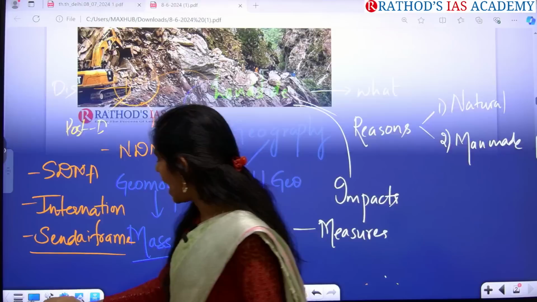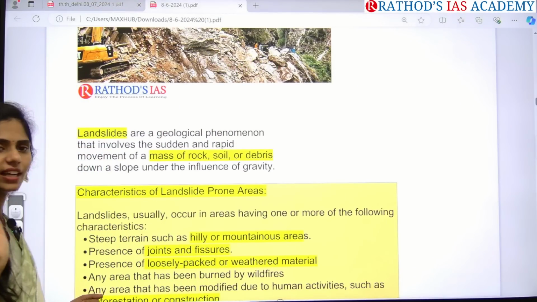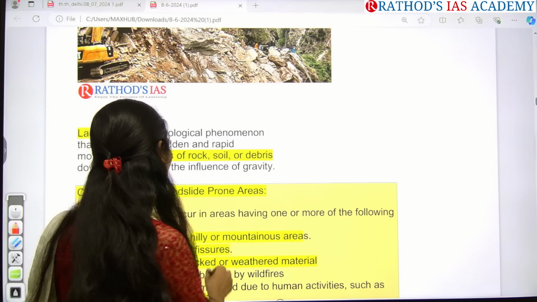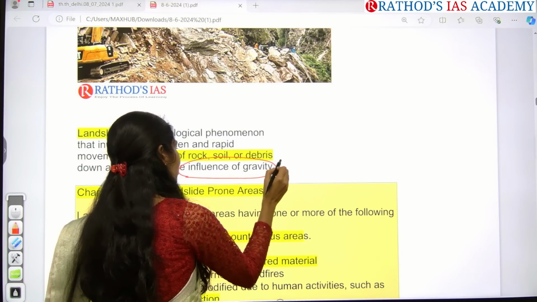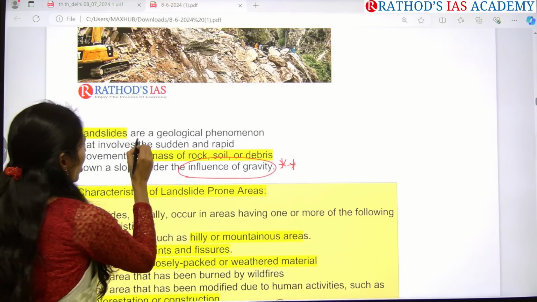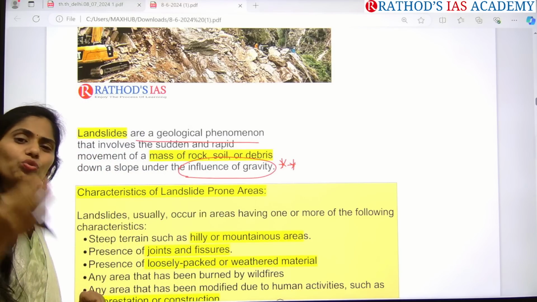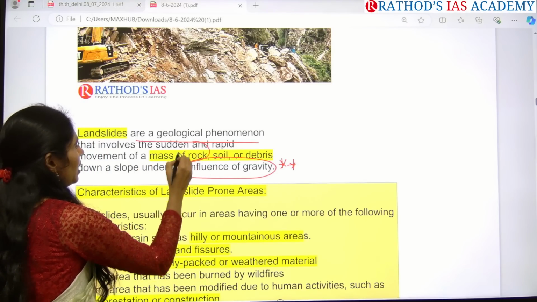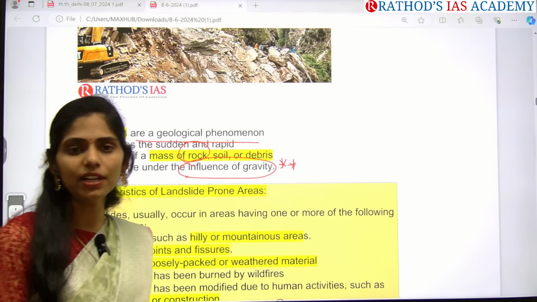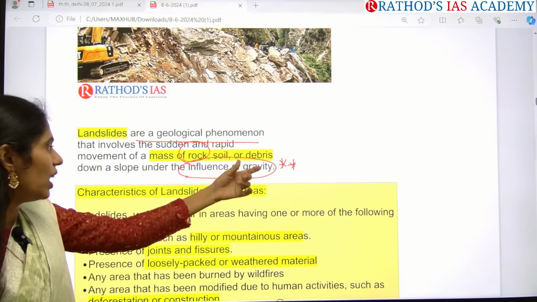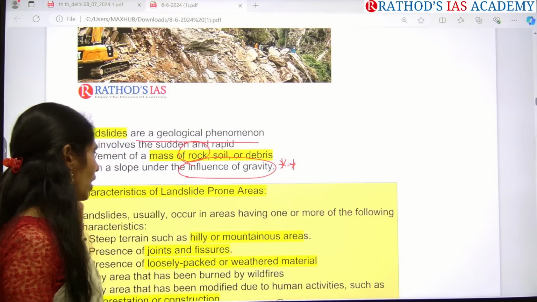Okay, now let us have a detailed discussion on this topic. What is a landslide? A landslide happens because of only one reason, that is the influence of gravity. You should not forget this word gravity, and you have to mark it. Landslides are a geological phenomenon which includes a very sudden and rapid movement of rocks, soil or debris. Whatever it may be, it comes down the slope because of gravity. This is the thing you have to remember.